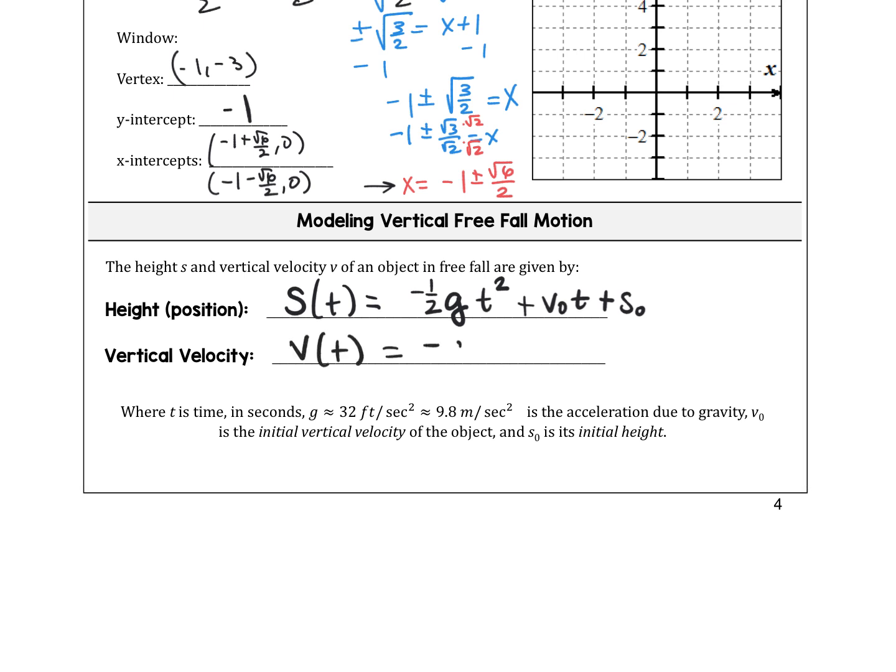And our vertical velocity equals negative the force of gravity times the time plus the initial velocity. Keep in mind t is time in seconds, and the force of gravity is 32 feet per second squared, which is approximately 9.8 meters per second squared. That's the acceleration due to gravity. We say v sub 0 is the initial vertical velocity of the object, and s sub 0 is the initial height, when no time has passed yet. That's it for now. We're going to do all of the applications of this in class together.